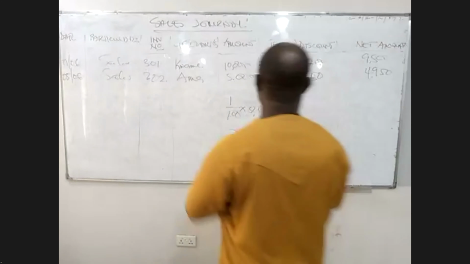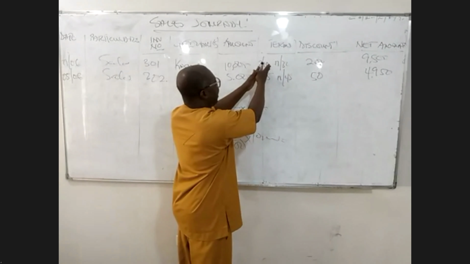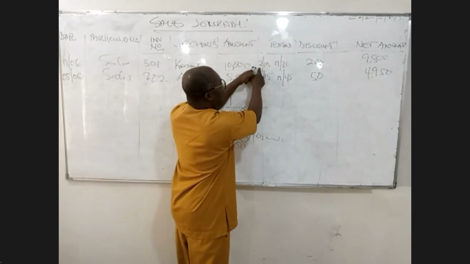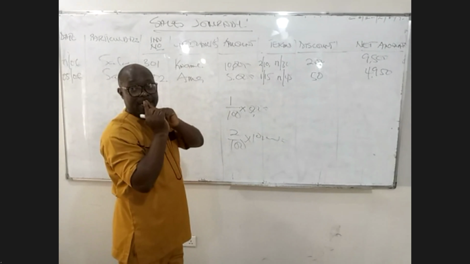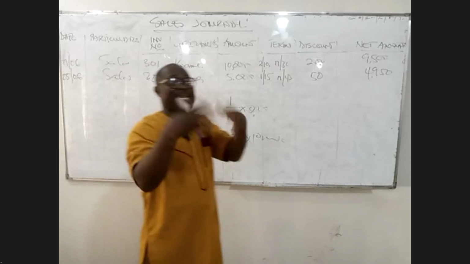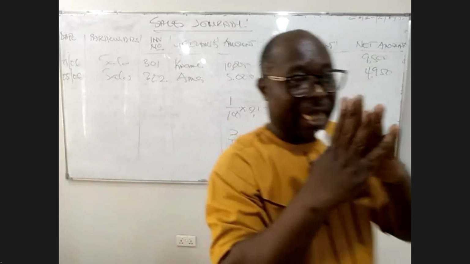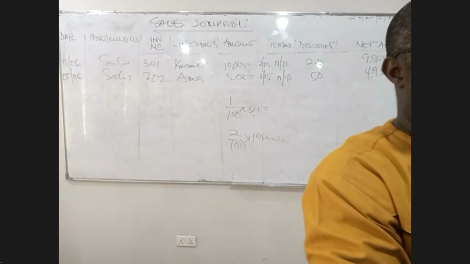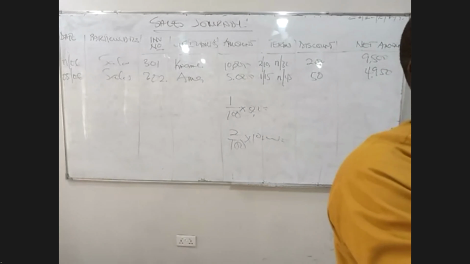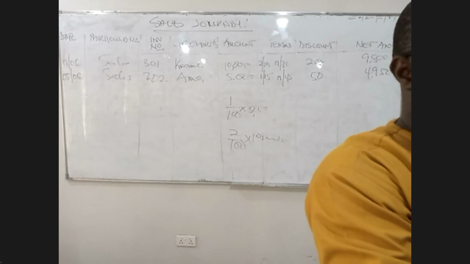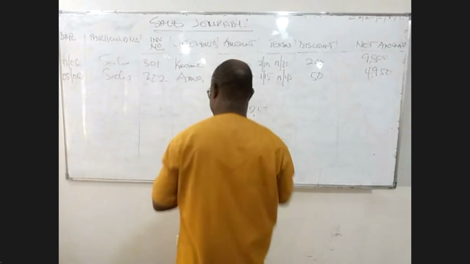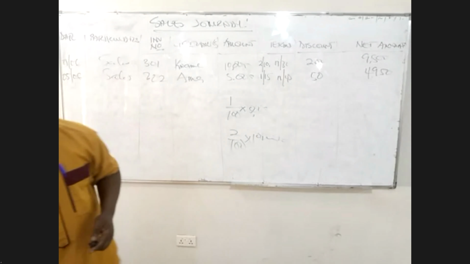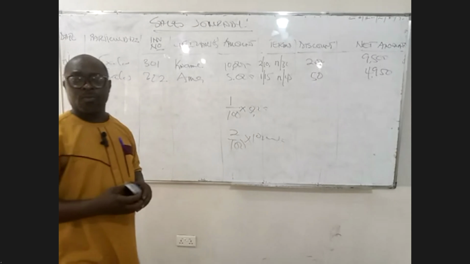We are saying that if you are able to pay within the first 10 days, you enjoy what? 2% discount. And we are told that they are taking advantage of the discount. Which means that, quickly, this is what they are saying, and this is how it works. It's very easy.